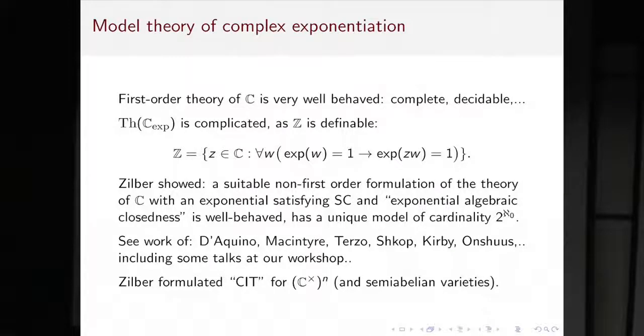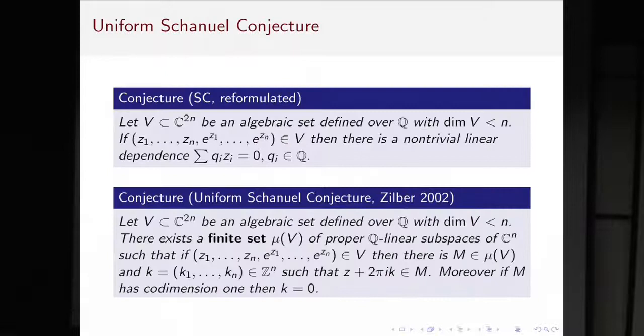And this has led to a lot of very interesting work comparing the complex numbers with its exponential to Boris's exponential, the Zilber field, the Zilber exponential. And in the course of his work on this, he formulated a Diophantine conjecture, the CIT, which I want to explain first in the context of C cross to the n. So this comes by considering a certain stronger version of Schanuel's conjecture. So here is another way to formulate Schanuel's conjecture.